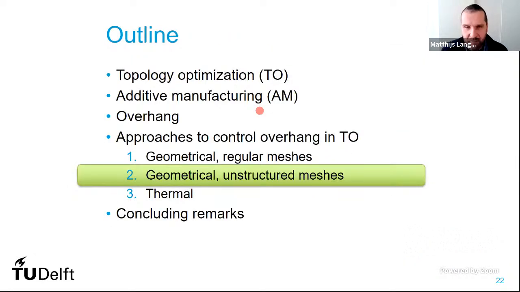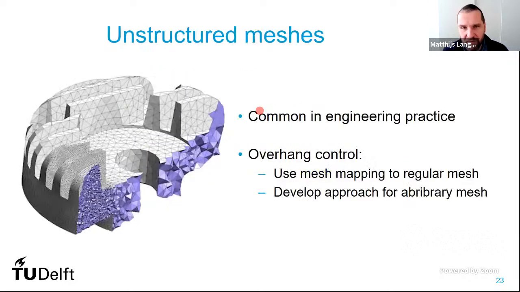Okay, let me now move on to the second approach, and that is also a geometrical approach, but now using a different method in order to also apply to unstructured meshes. Because with unstructured meshes, many parts that are already partly predefined, and where you still want to do a topology optimization, cannot be meshed with a structured mesh. And we have typically these kind of tetrahedral meshes. So also here, we would like to enforce overhang constraints in some way.